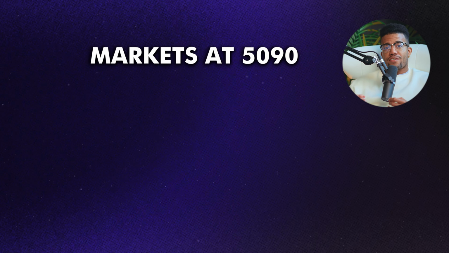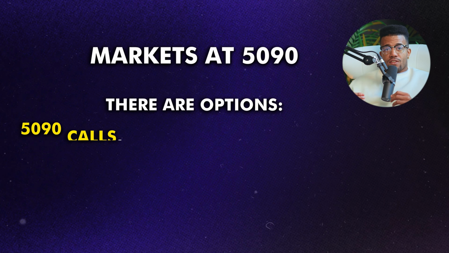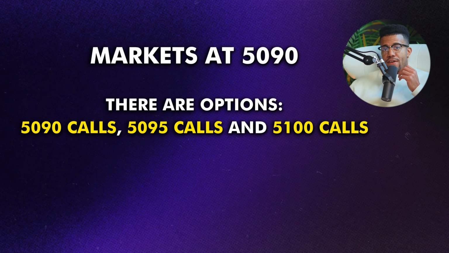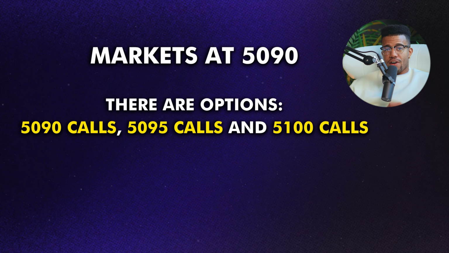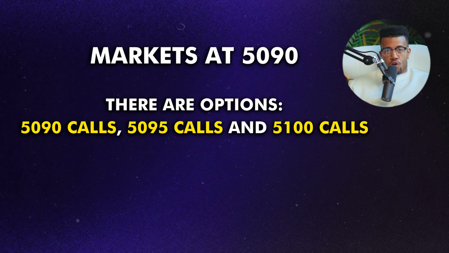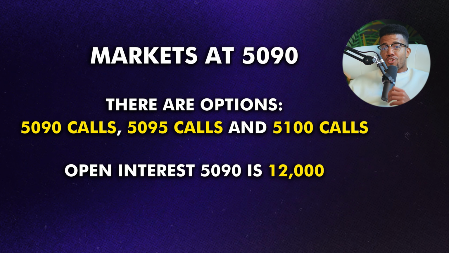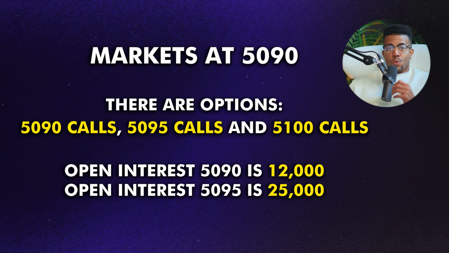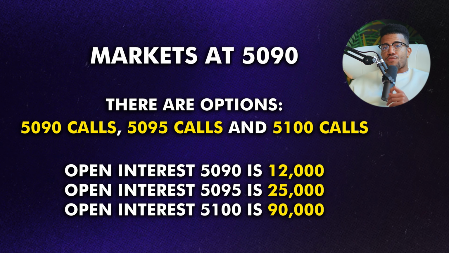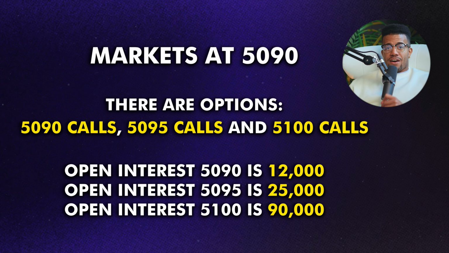The market's at 5,090, okay? On the options chain, there are options for 5,090 calls, 5,095 calls, and 5,100 calls. The open interest for 5,090 is 12,000. The open interest for 5,095 is 25,000. The open interest for 5,100 is 90,000, okay?